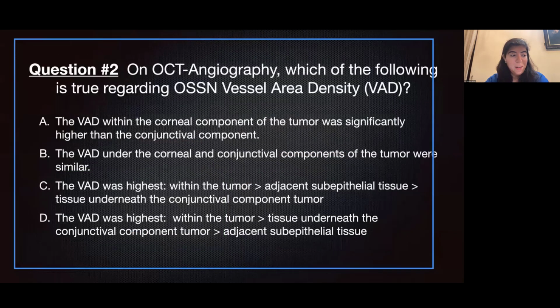Going to our final question. Question number 2. We're going to play this again as a poll. On OCT angiography, which of the following is true regarding OSSN vessel area density? Now, we've not gone through this in great detail in the lecture, but I just want to identify and put some thoughts into this and make sure that we are on the same page with this. So let's give everyone a poll for this question.